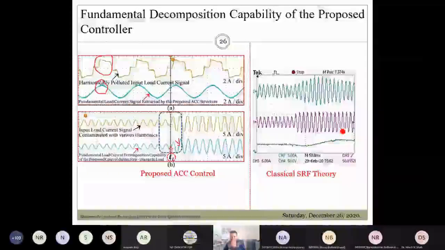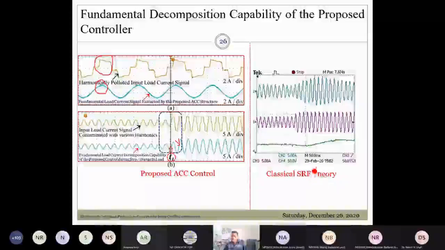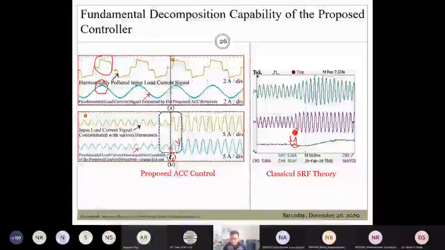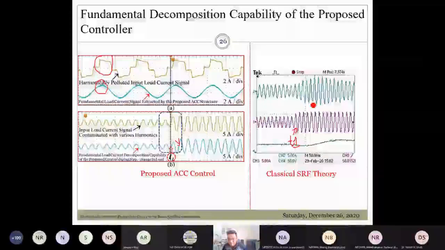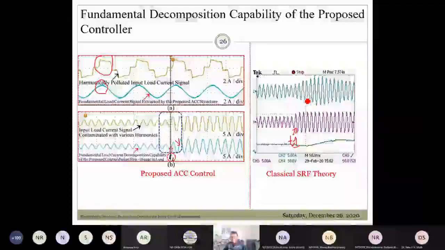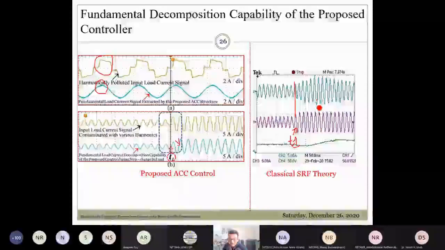On the contrary, as I mentioned, what is the problem with the synchronously rotating reference frame theory? It has an ingrained paradox between the steady state error and dynamic response, especially when it is exposed to unbalanced loading. So see here, the load transition is enabled at this point. Let me consider this point as T1. However, this reference grid current that is generated, see here, takes 4 to 5 AC cycles to recognize the load transition. It is apparent that it takes almost 4 to 5 AC cycles to recognize the sudden load transition.